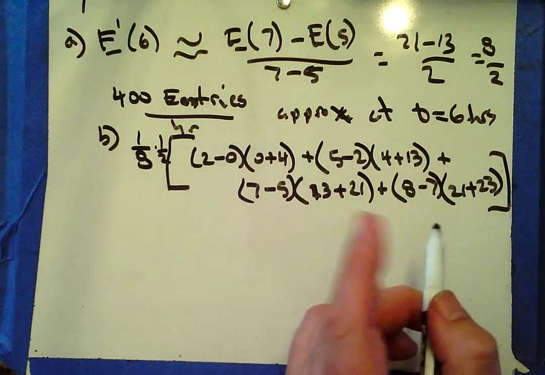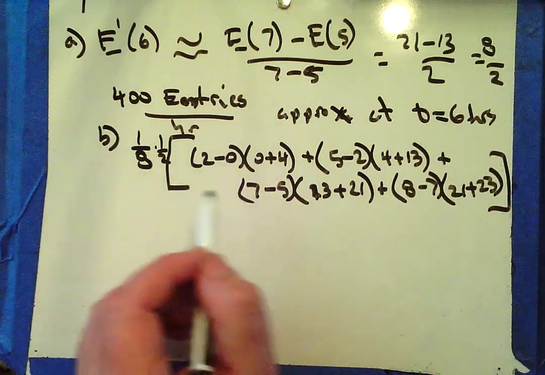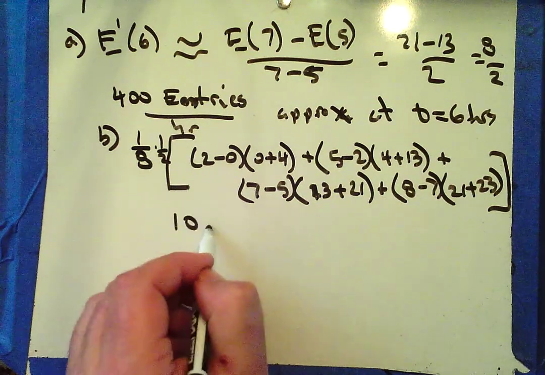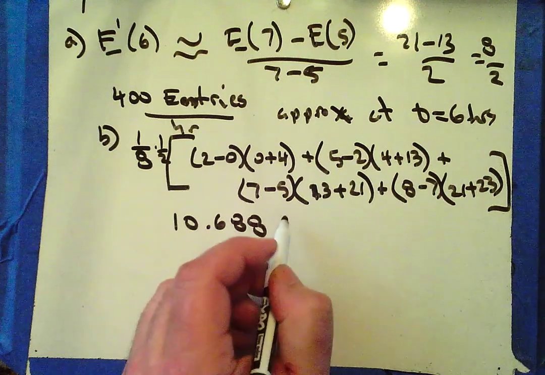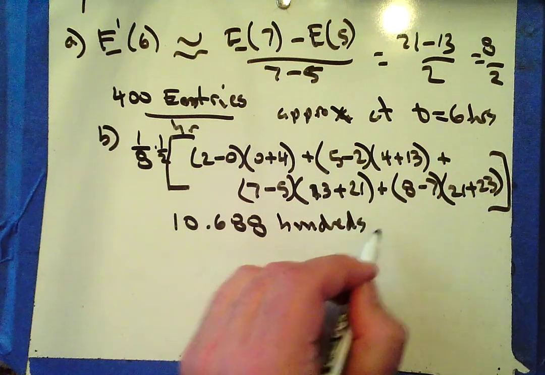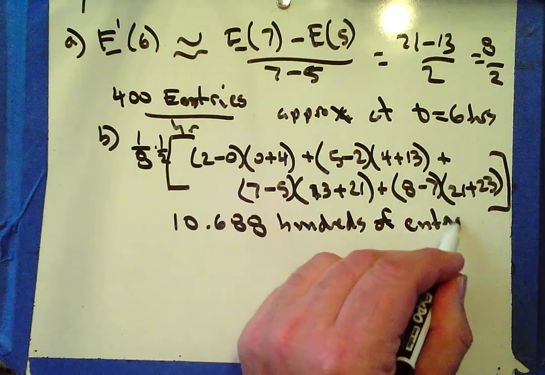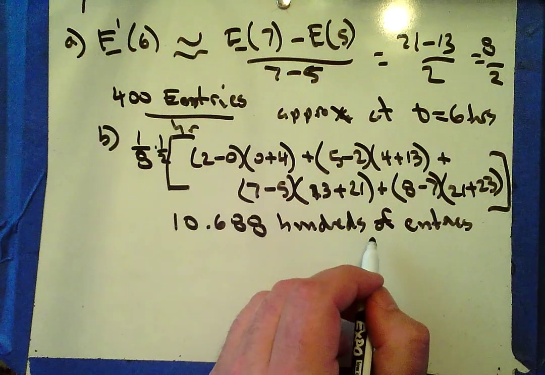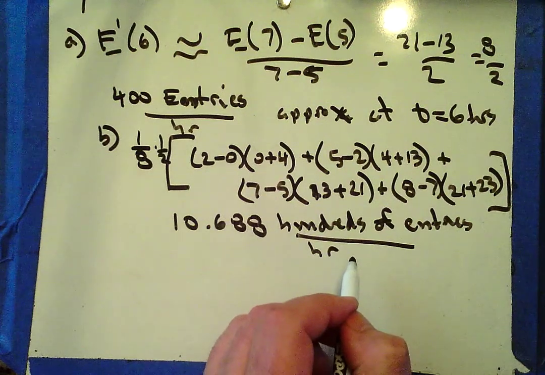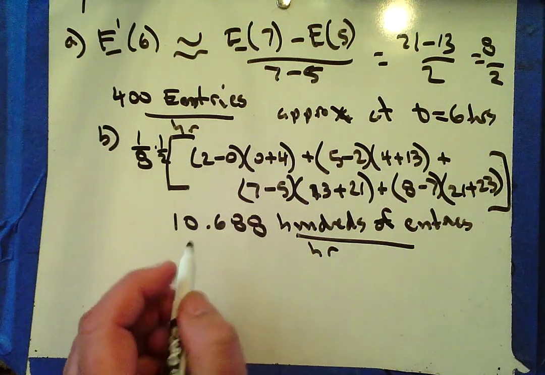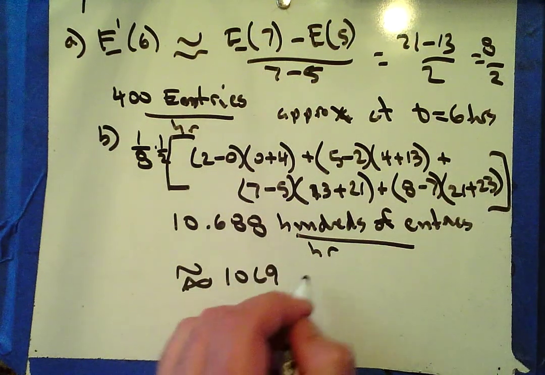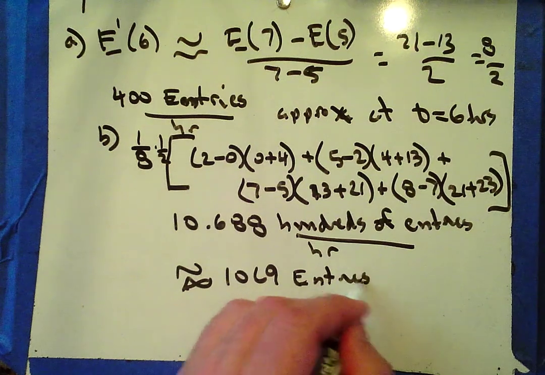This is with calculator. You're welcome to go further. You're welcome to leave it here. If you did go further, you should end up with 10.688 hundreds of entries per hour. So approximately 1,069 entries per hour.